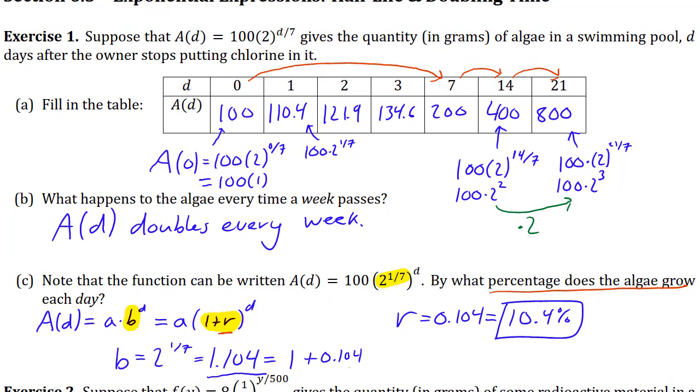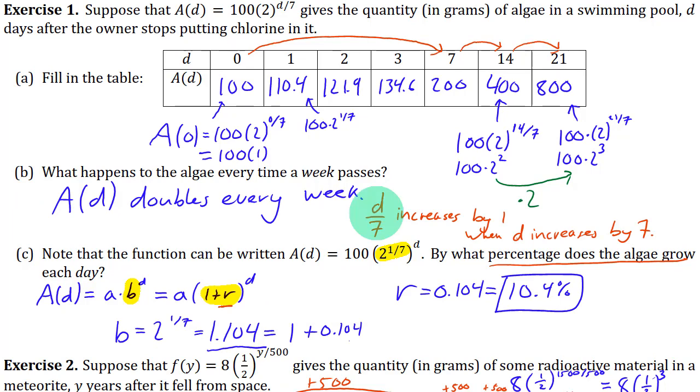So something that's growing can have a doubling time. And with this example, we saw that the amount of algae is doubling every week. And that's happening because you have this growth factor of 2 here, but it doesn't go up by a factor of 2 every day. It goes up by a factor of 2 every time the exponent goes up by 1. The exponent goes up by 1 every time d goes up by 7. And when the exponent increases by 1, the amount of algae goes up by a factor of 2. So the doubling time here is 7 days.